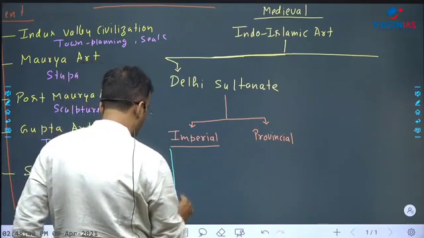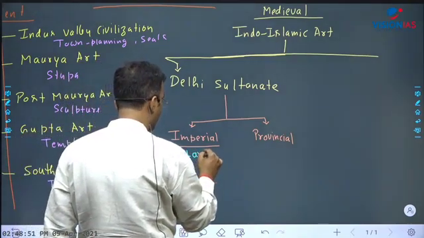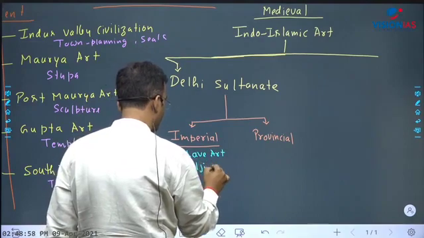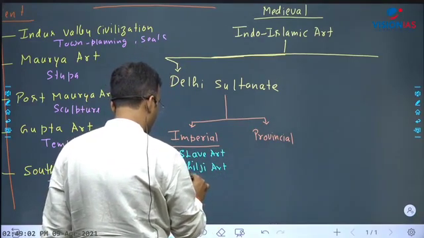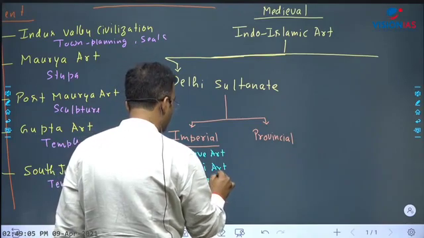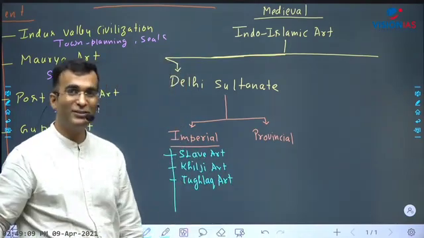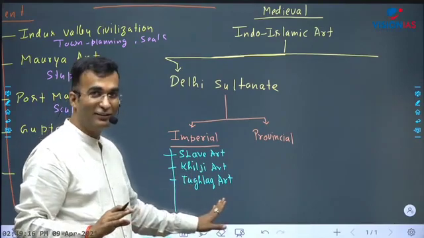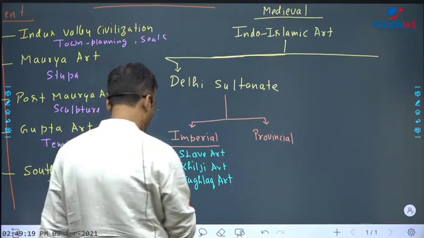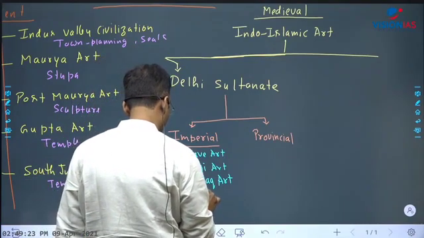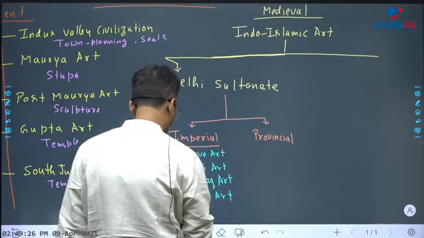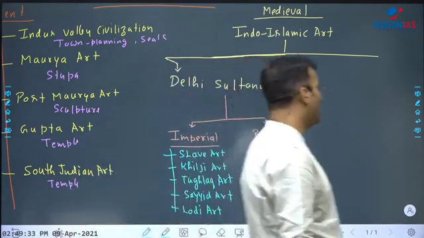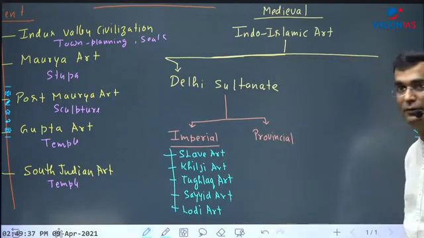So in imperial, how are we going to proceed? Slave art, Khilji art, Tughlaq art. Though it is a shame to call what was developed by the Tughlaqs an art, but let's write, for the time being, that it was an art, but art ke naam pe dhabba tha, Tughlaq period. Then you write Sayyid art, and the last one, Lodi art. So slave art, Khilji art, Tughlaq art, Sayyid art, and Lodi art.